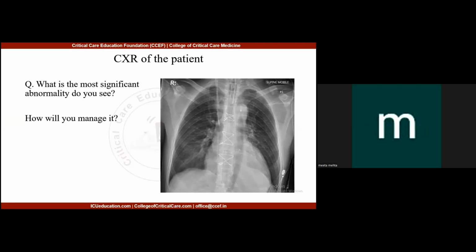Also, someone had written that the phase of IABP in this is systolic. I think you should get your concepts clear about IABP. This is not a systolic phase, this is a diastolic phase.